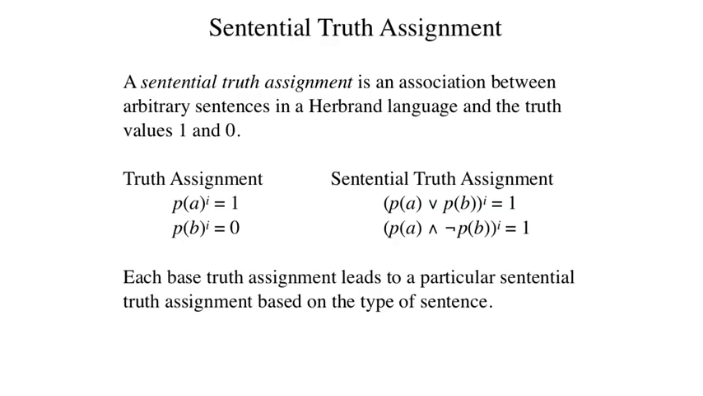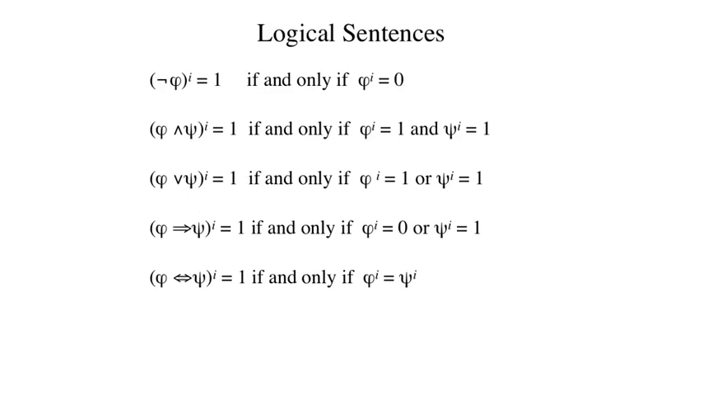As with propositional logic, once we have a truth assignment for the ground relational sentences of a language, the semantics of our language prescribes a unique extension of that assignment to the other sentences of the language. The rules for logical sentences in Herbrand logic are the same as those for logical sentences in propositional logic. A truth assignment satisfies a negation if and only if it does not satisfy the target of the negation. The truth value of a conjunction is true under a truth assignment if and only if the truth values of its conjuncts are both true. Otherwise, the truth value is false.